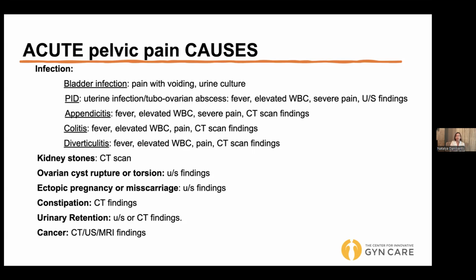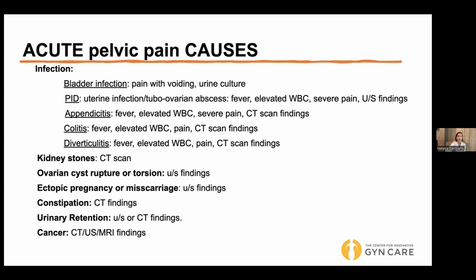But it could be something like constipation, right? Severe constipation, where there's a lot of stool collected in the large intestine, will cause distension of the large intestine. It can cause pretty severe pain, and that can be seen on the ultrasound findings or even just on an abdominal x-ray. Urinary retention, so if you're not able to empty your bladder, that can be found on imaging as well. And then, of course, some type of cancer or pelvic mass would be seen on imaging.